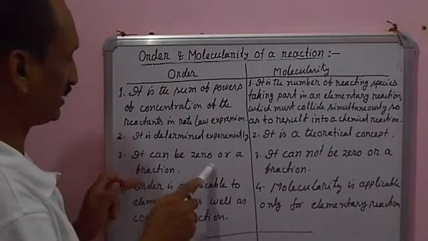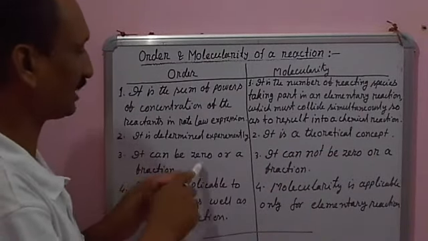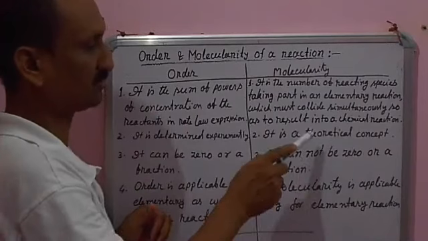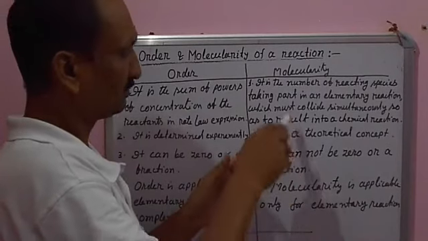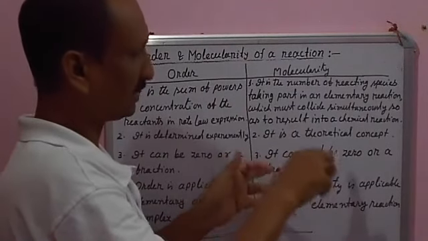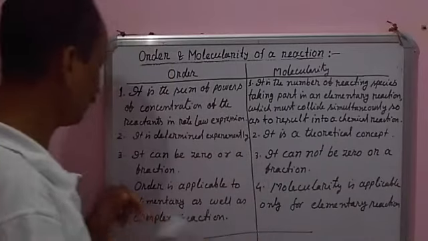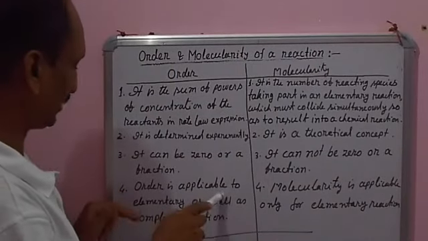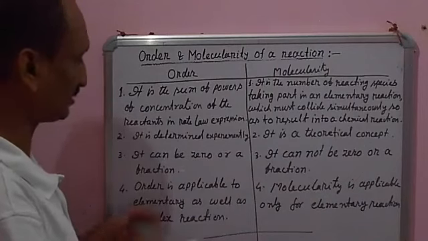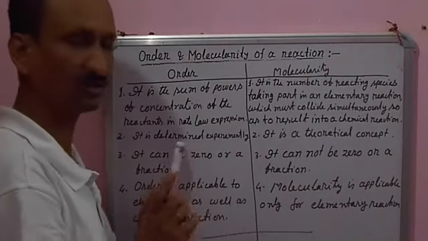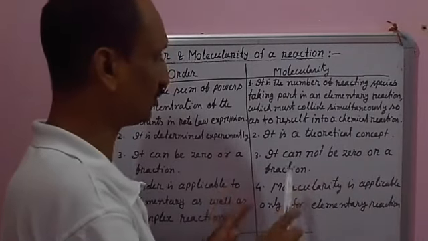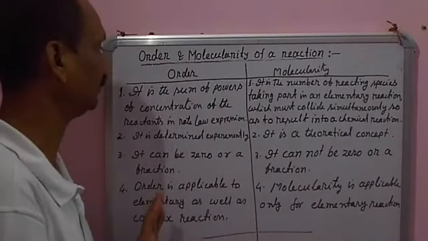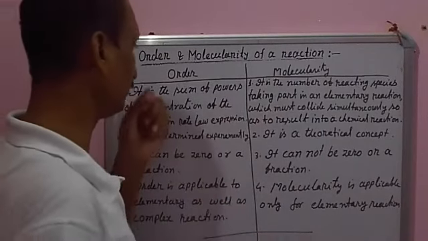Number 3, it can be 0 or a fraction. We have seen that order can be 0 or a fraction, but molecularity cannot be 0 or a fraction because there must be a collision of the reacting species. That means it cannot be 0 and it cannot be a fraction. So number 4, order is applicable to elementary as well as complex reaction. That means order is applicable for both elementary and complex reaction, but molecularity is applicable only for elementary reaction. Molecularity is a concept of elementary reaction only. So this is the difference between order and molecularity.